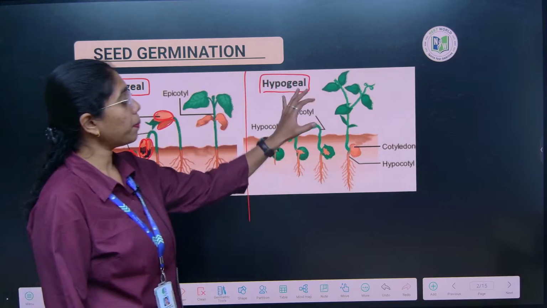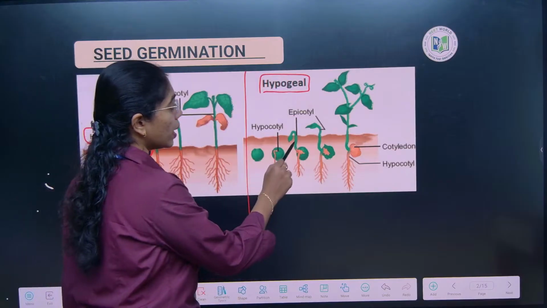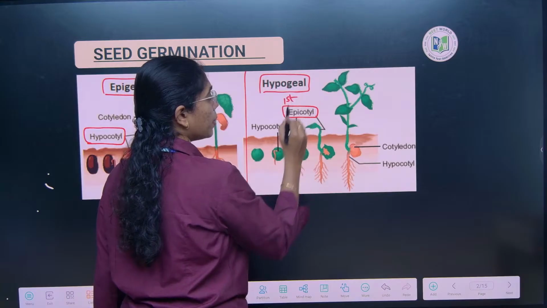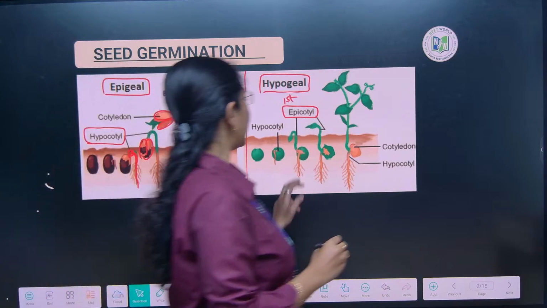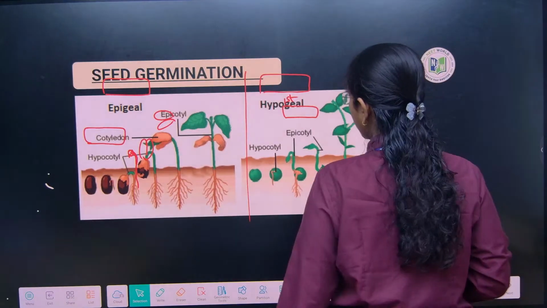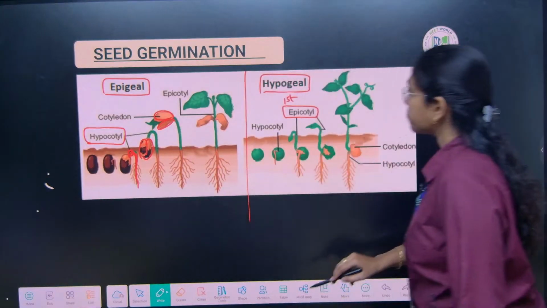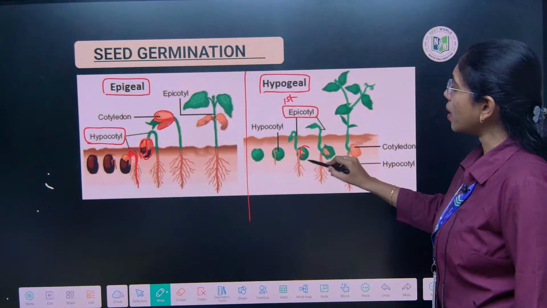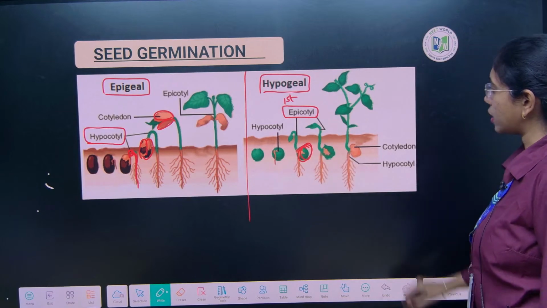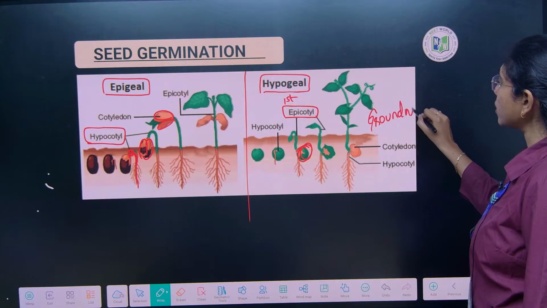Whereas in hypogeal seed germination, it is completely vice versa. It is first epicotyl that emerges, and later radicle will develop. First epicotyl emerges and later radicle will develop, and cotyledons will remain underground itself. Best example here I can take is groundnut, which is Arachis hypogaea.